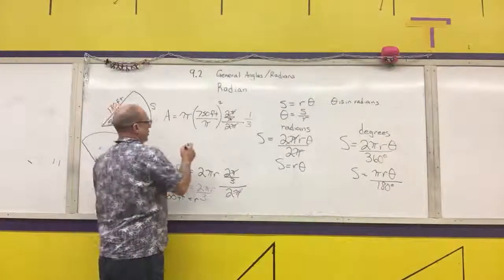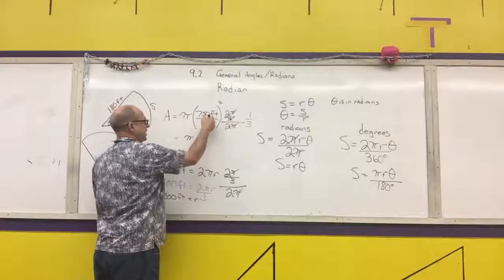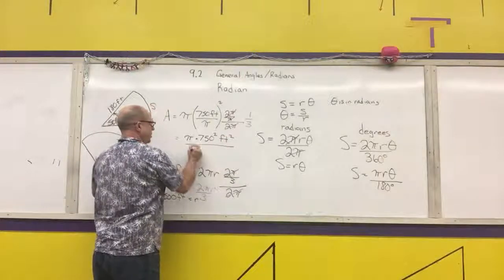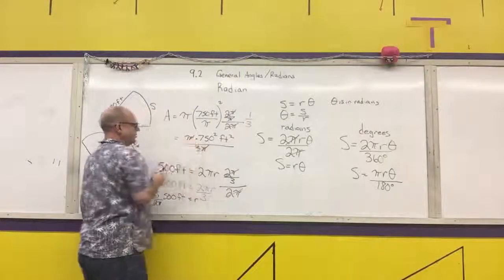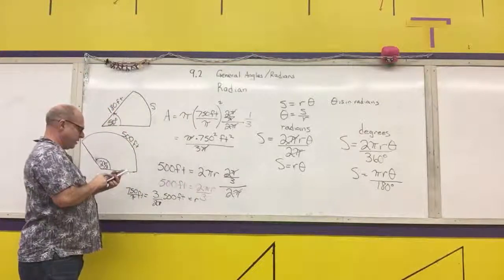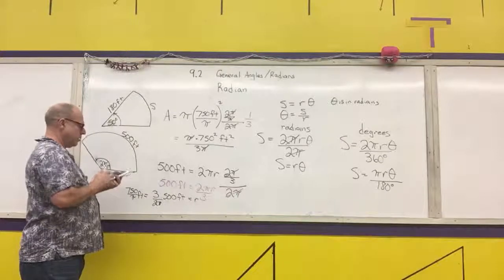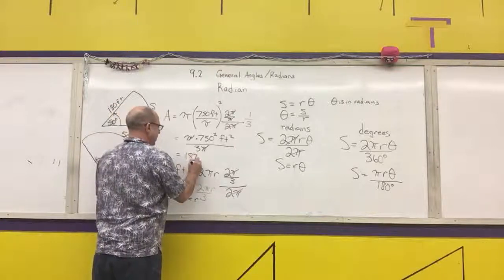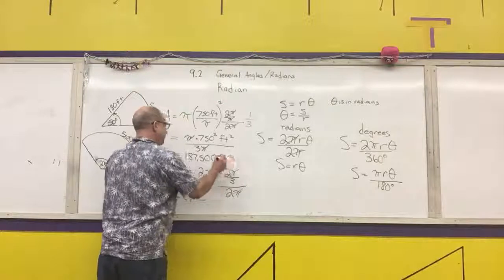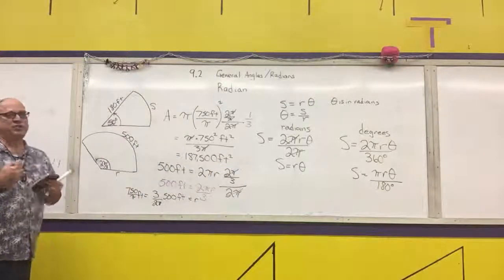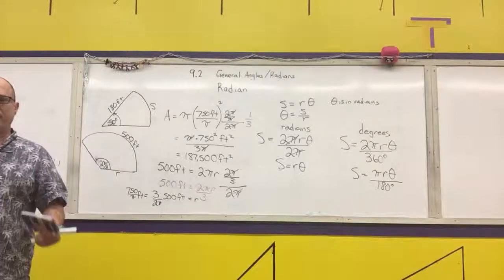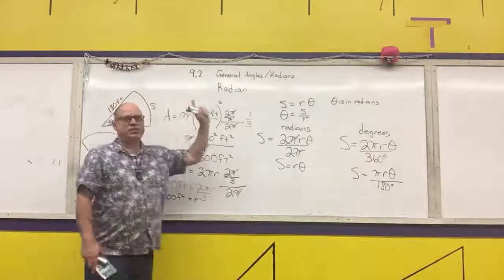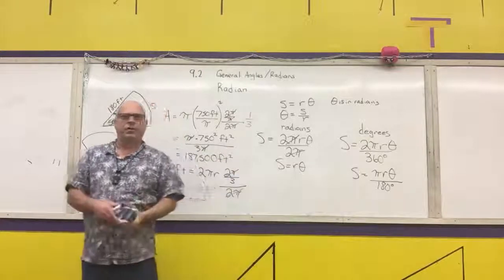So what I end up with is pi times 750 squared feet squared over 3 pi. These pi's cancel. Then I end up with 750 squared divided by 3, which is 187,500 square feet. So again, on these examples, just use your circumference formula and your area formula and multiply them by the fraction of the circle. The third part for lesson 9.2 is using trig functions using radians, which will be part C of this series.